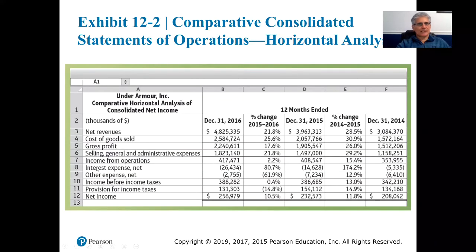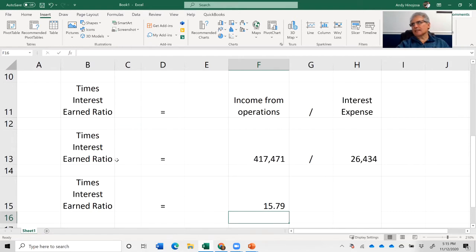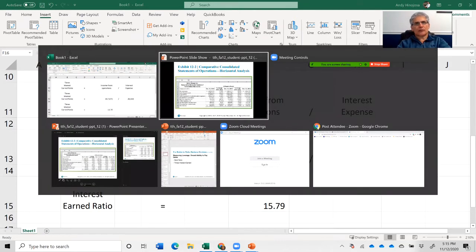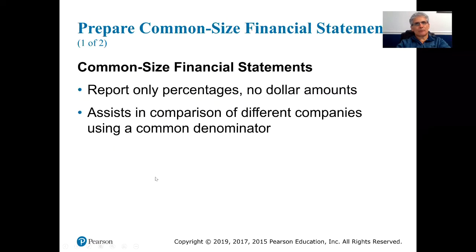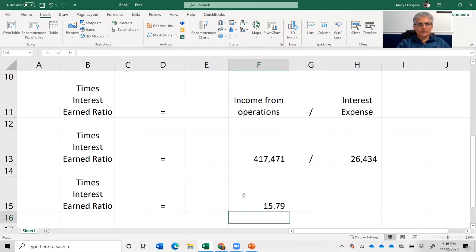Then we look for interest expense. Interest expense in 2016 is 26,434,000. So in this example here, we'll take the income from operations and divide that by the interest expense, and we end up with 15.79 times. And just as we described earlier, that 15.79 represents the number of times operating income can cover interest expense. So the higher the better. This is pretty decent, where we feel pretty comfortable that enough income is being generated to cover its interest expense.